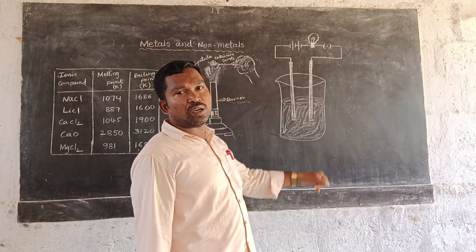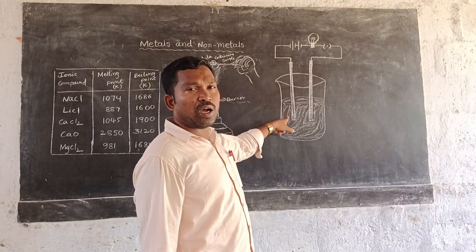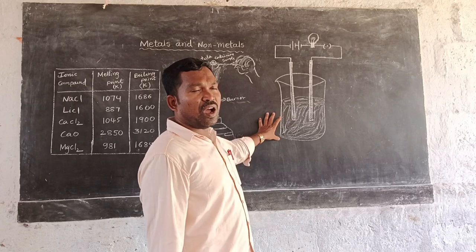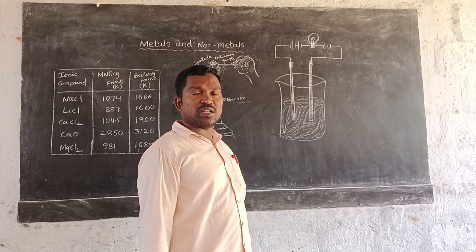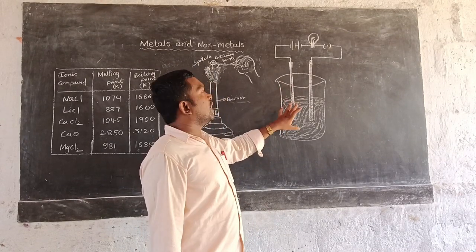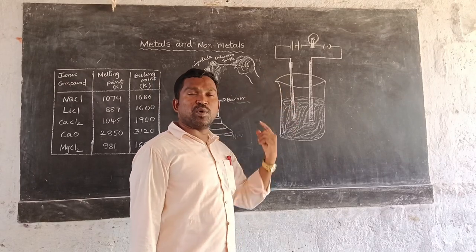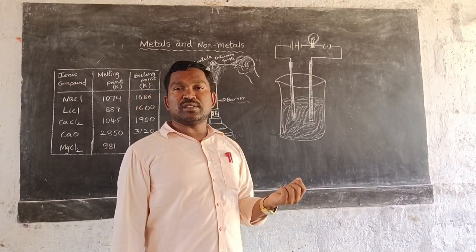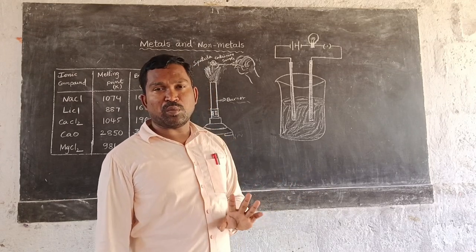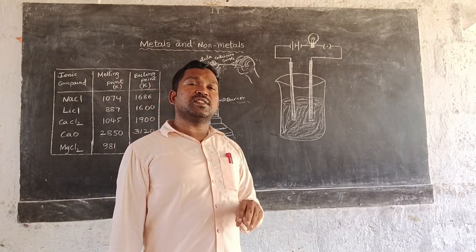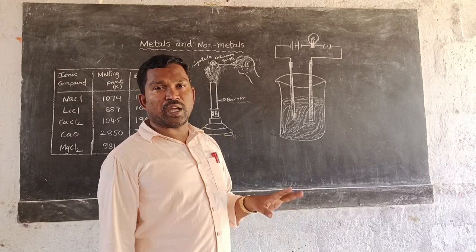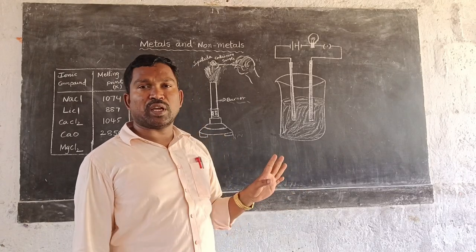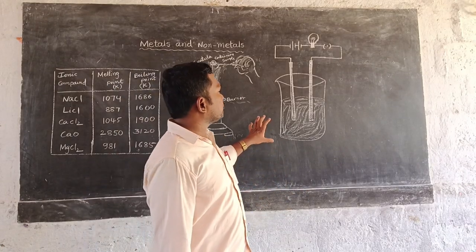Observe whether the bulb glows or not. Repeat this activity for all the collected salts. In case the bulb glows, the salt is a good conductor of electricity. If the bulb does not glow, the salt is a bad conductor of electricity. Okay, observe what happened. Okay, next one.